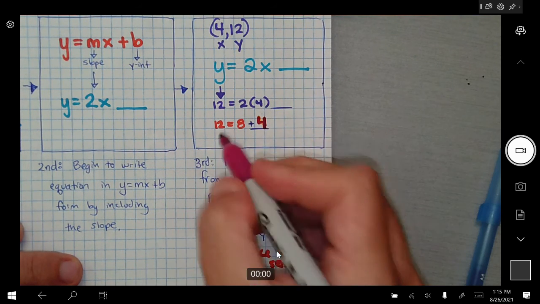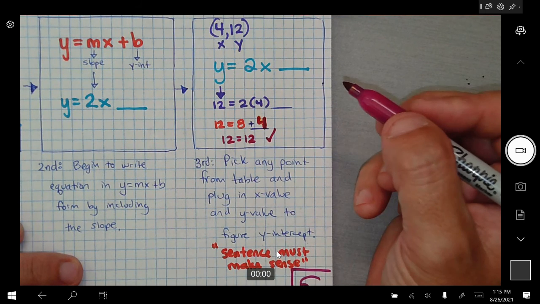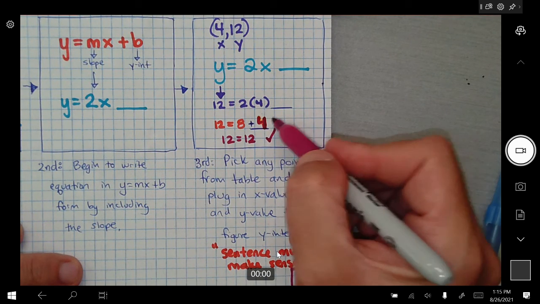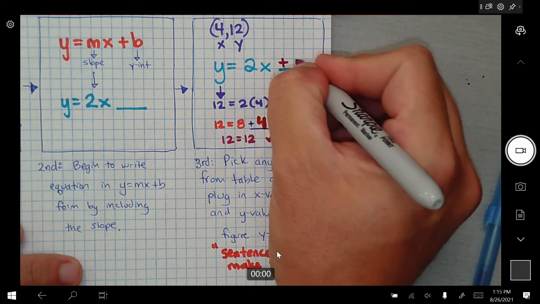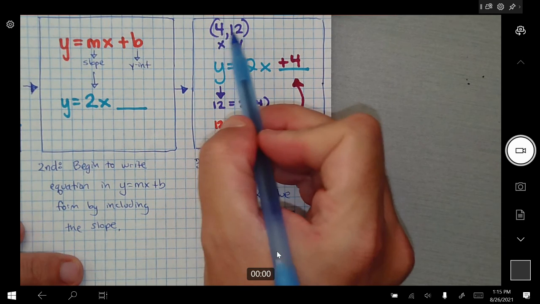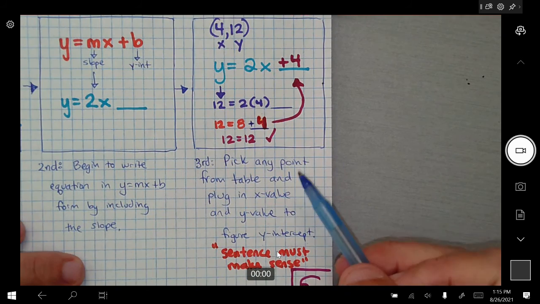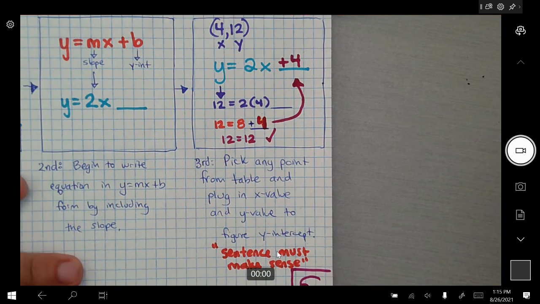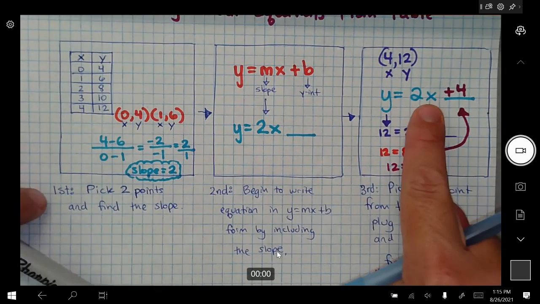Now, does it make sense? Does 12 now equal 12? It checks out. So what does this plus 4 mean? This number right here goes right here. Plus 4. Okay? So this whole idea of plugging in a coordinate into your equation to see if it's going to make sense. And guess what? All of my coordinates fit this equation.